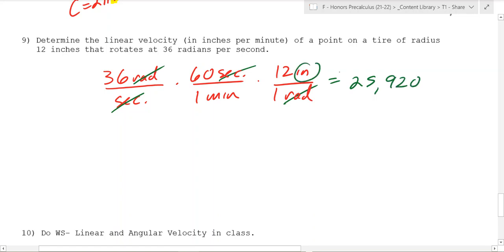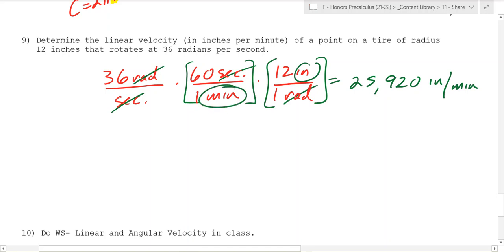You're left with 25,920 inches per minute. It's all about multiplying by things that are equal to each other over things that are equal, the top and bottom. So you end up with 60 seconds is 1 minute, 12 inches in 1 radian. Those top and bottoms are equivalent. The units cancel, leaving you with just the units you want, inches and minutes. This just takes practice, like so many things.